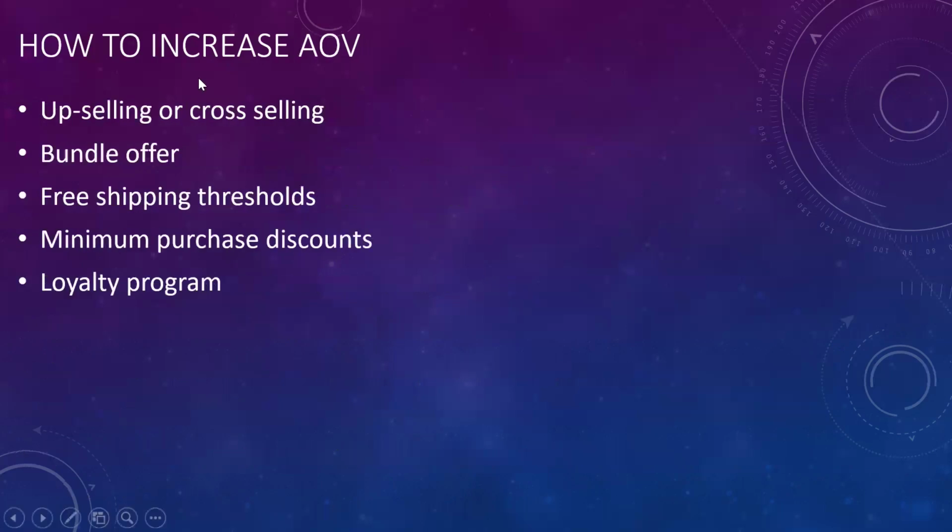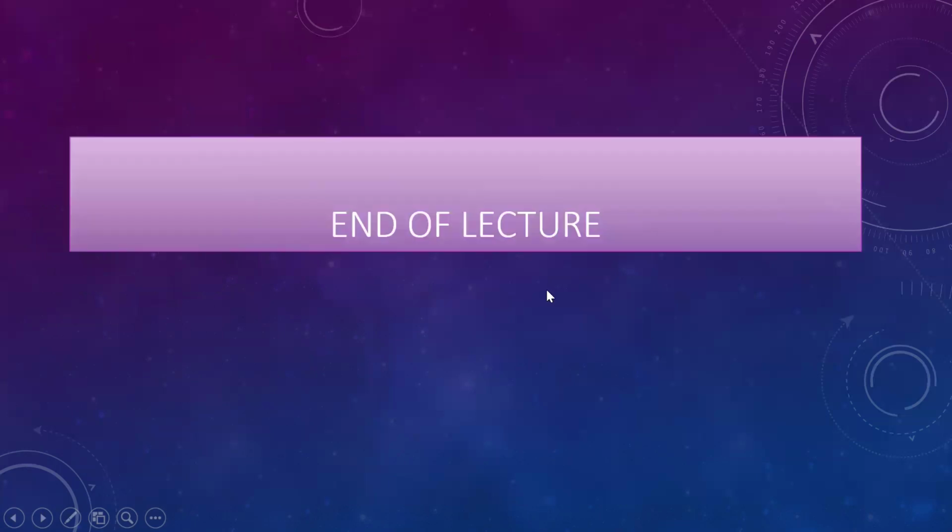Then how to increase the average order value. We can increase the average order value by upselling or cross-selling. We can bundle the offers. We can give an option of free shipping thresholds, and we can give minimum purchase discounts, and we can use loyalty programs. So this is all about customer analytics metrics.